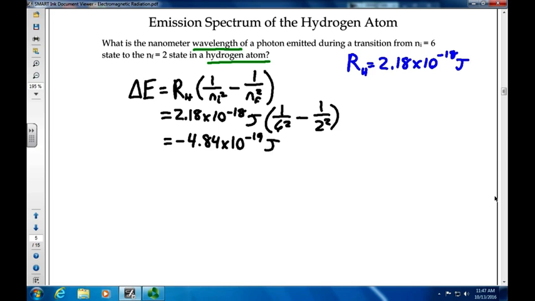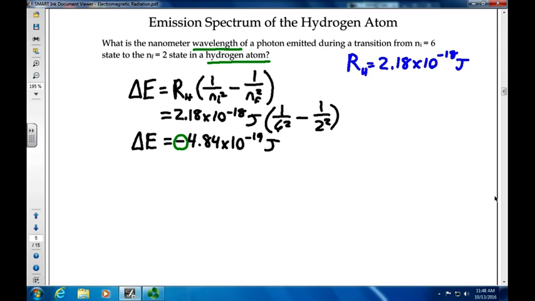Note this negative right here. You have to analyze this equation just a tiny bit. We're looking at the change in energy. The change in energy is decreasing with that negative. And what that means is that this is an emission. That's all it's indicative of. The negative is telling us that this is an emission of energy, that this is energy that is leaving the system and going into the surroundings.